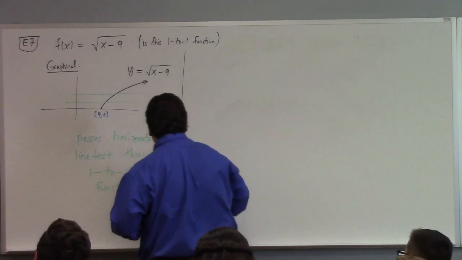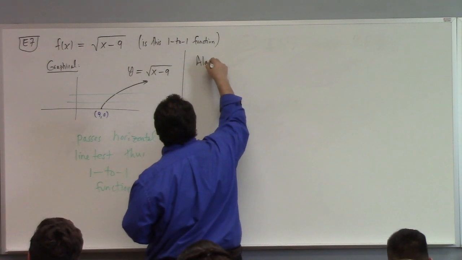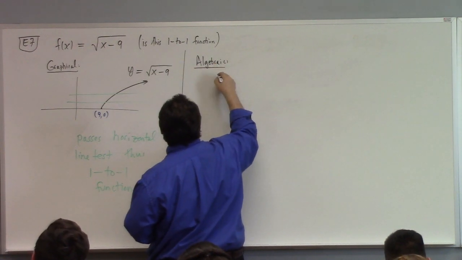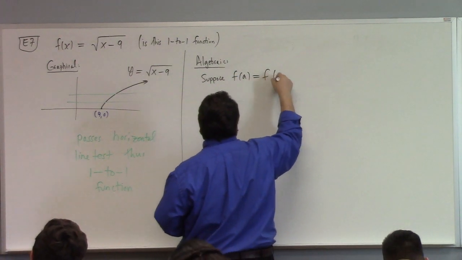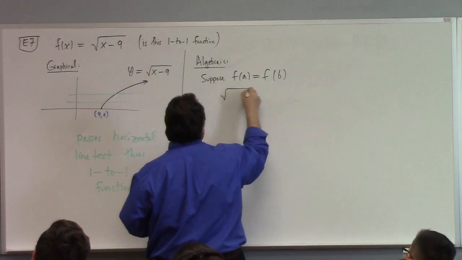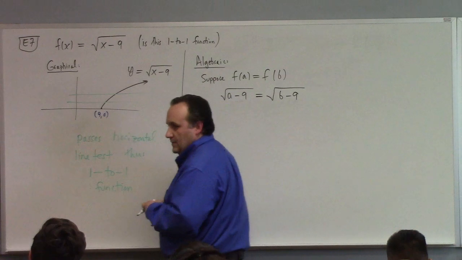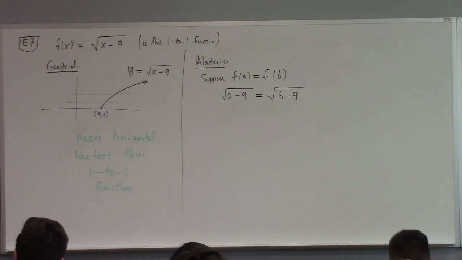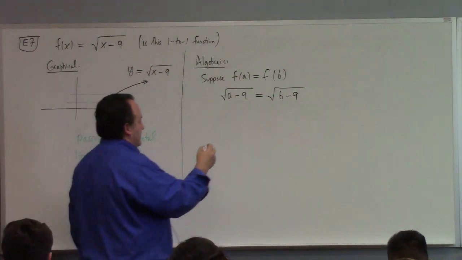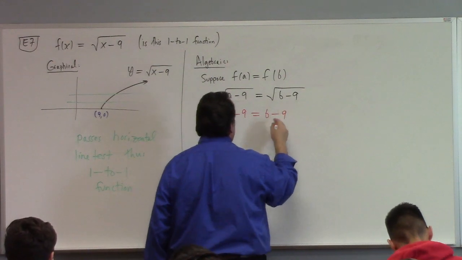Another way we could do this problem would be algebraic, right? And how would you do algebraic? Suppose f(a) is equal to f(b). That would tell us that the square root of a minus 9 is the square root of b minus 9. And then what could we do? We could square both sides, right? Yes. And when we did that, that would give us a minus 9 is equal to b minus 9, right?